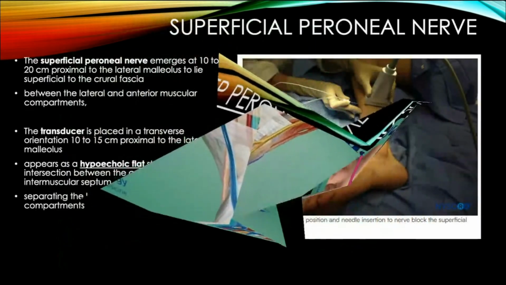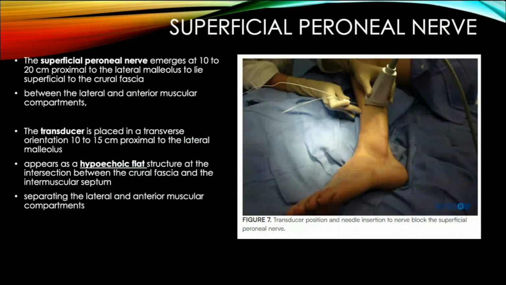Okay, so next we go into the superficial peroneal nerve. Actually, it emerges 10 to 20 centimeters proximal to the lateral malleolus to lie superficial to the crural fascia, and is located between the lateral and anterior muscular compartments. So we place the transducer in the transverse orientation 10 to 15 centimeters proximal to the lateral malleolus.